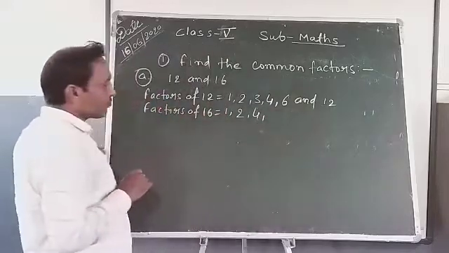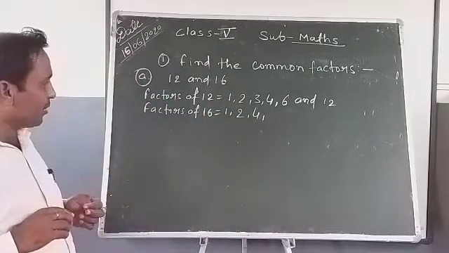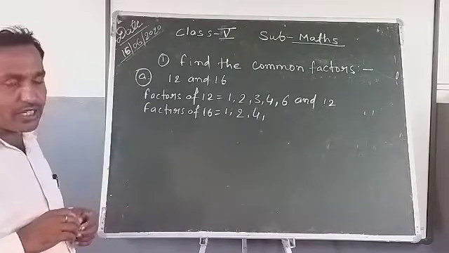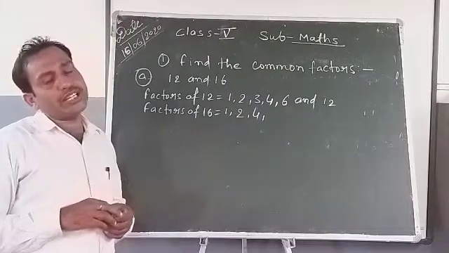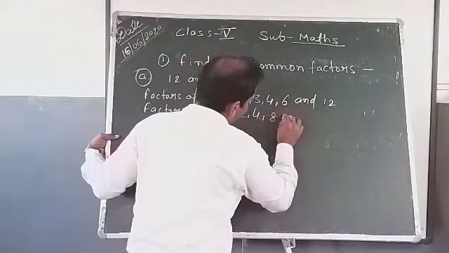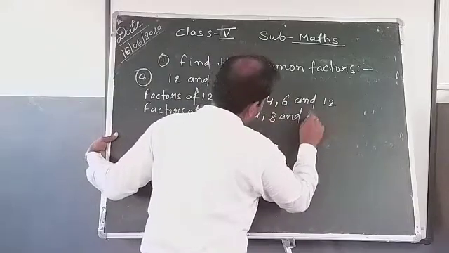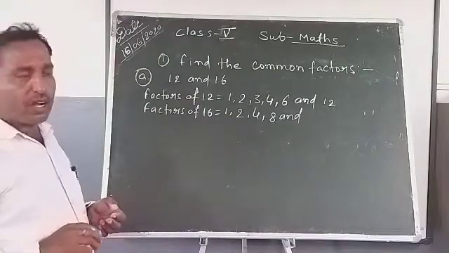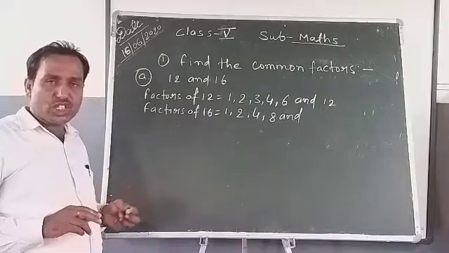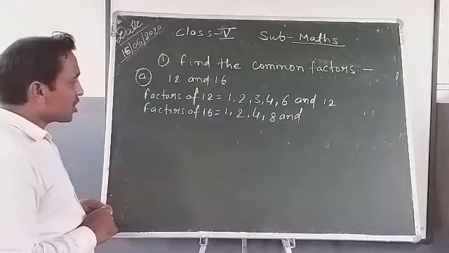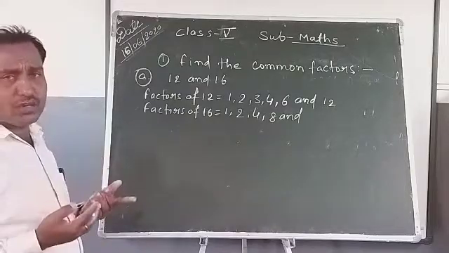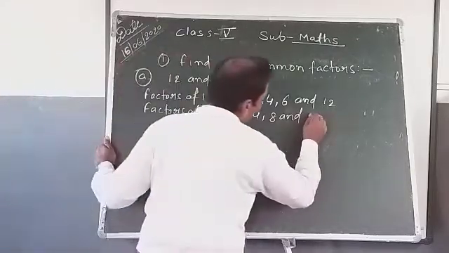Next, 5: 16 is not in the table of 5. 6 is also not coming, and 7 is also not coming. Then 8: check the table of 8, 16 is coming, so 8 is a factor of 16. The last factor is 16 itself, because 9, 10, 11, 12, 13, 14, 15 do not divide 16. 16 divides 16 one time, so 16 is also a factor.